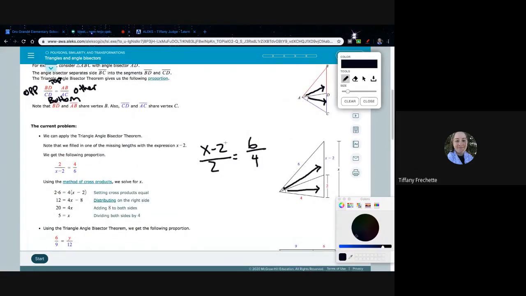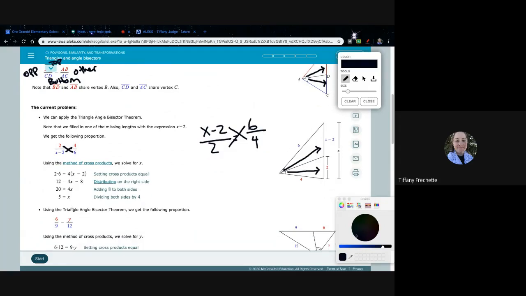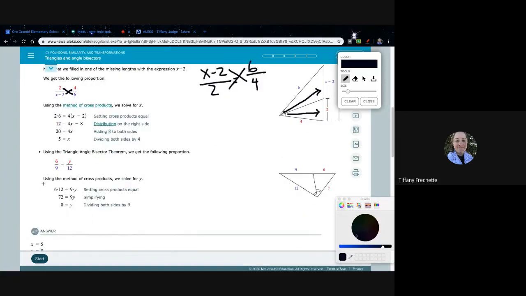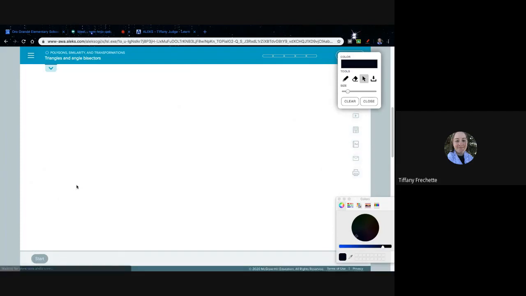So it doesn't necessarily matter that I flipped the proportion as long as it's flipped on both. Because when we cross multiply, I'm still going to multiply the same two things I would here. And when I cross multiply this way, I'm still going to multiply the same two things. So it's okay to flip it as long as you flip it the same. And then just like I said, once we get there, we're going to cross multiply and solve for that variable. And we have to do that twice because we have two different triangles. So let's go ahead and clear and click start here so we can get going on this one.